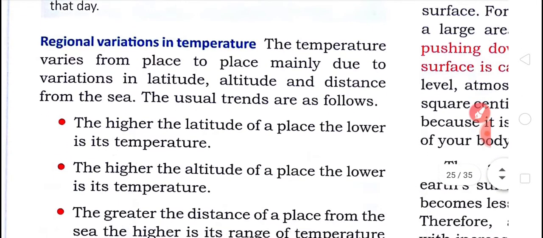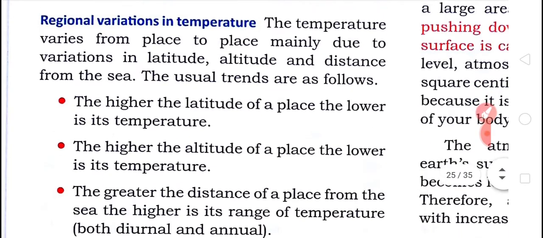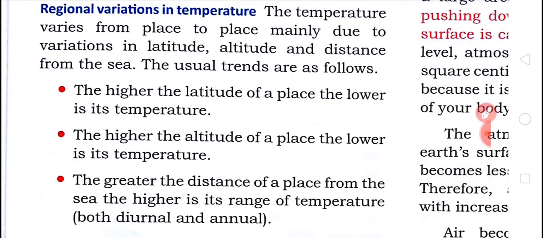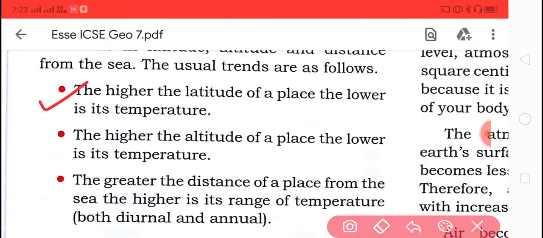Next is the regional variation in temperature. The temperature varies from place to place mainly due to the variation in latitude, altitude and distance from the sea. The usual trends are as follows. The higher the latitude of a place, the lower the temperature. That is, if the latitude is higher, the temperature is lower. If the altitude is higher, the temperature is lower. The greater the distance of the place from the sea, the greater the range of temperature.